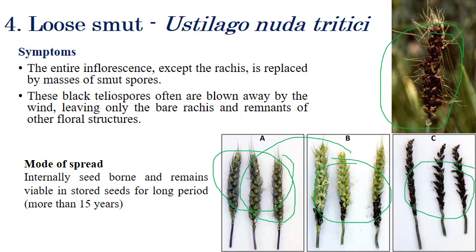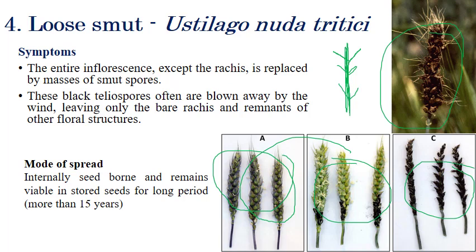What will happen? These black color smut spores are blown away by wind, leaving the bare rachis. For your understanding, let us consider it is a panicle like rice, and in wheat we call it an inflorescence. So the entire inflorescence is replaced by black smut balls in later stages. If the teliospores or the smut spores are blown away by air or wind, only the floral rachis remains, like a special inflorescence without grains, because all the teliospores are blown away by wind.